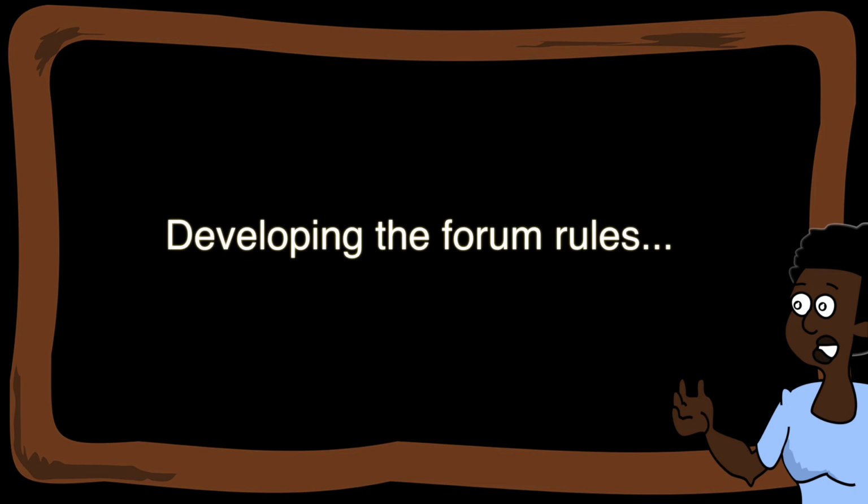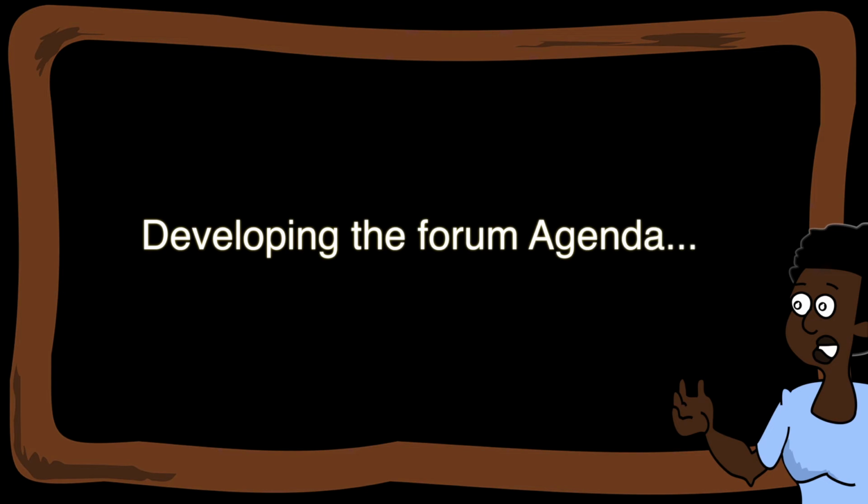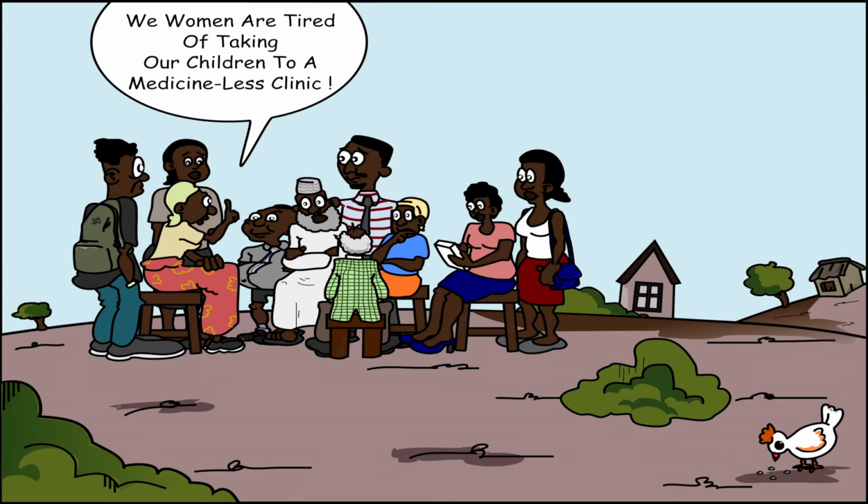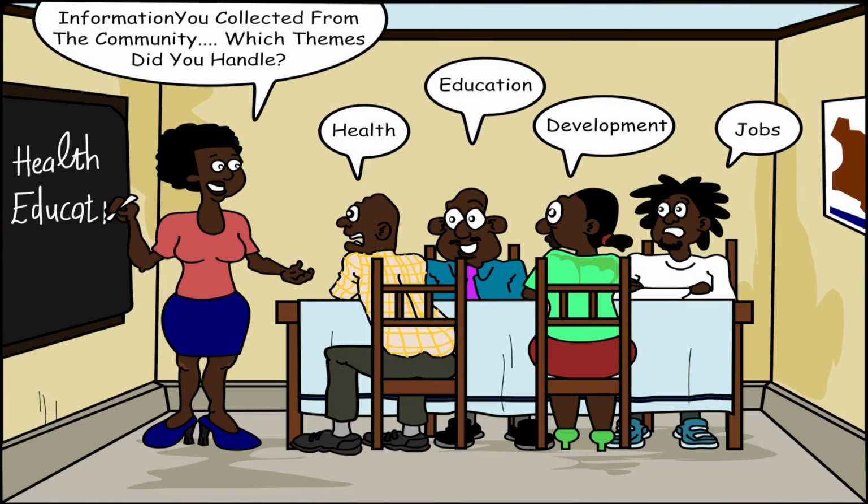Developing the forum rules. Developing the forum agenda. The moderator's function. The moderator's role ideally begins well before the forum. He or she should have an idea of how the information was gathered and what concerns the community has. If the moderator is a member of your staff, then this information is readily available for him or her. If the moderator is not a member of your staff, you may need to share some information so that he or she understands the context of the forum.